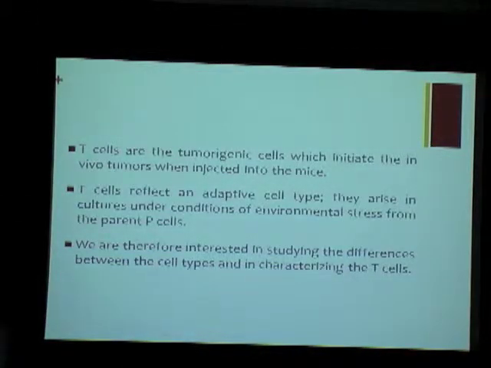Now, what do we know so far? The T cells are tumorigenic, and they initiate tumors when injected into the mice. They are an adaptive cell type, and they are able to transform under environmental stresses. Therefore, it becomes very important to study the differences between these two cell types.